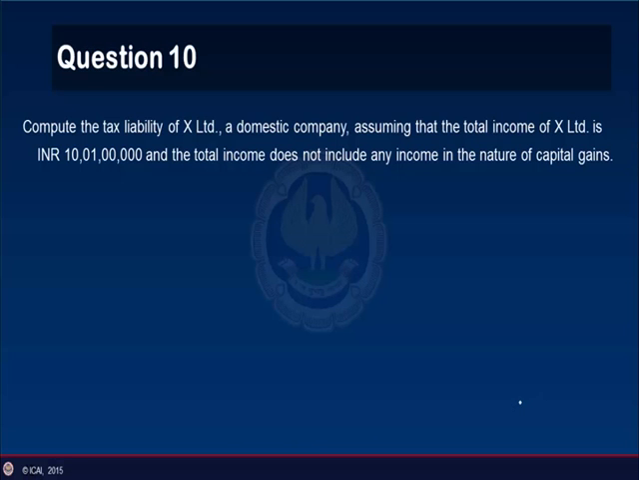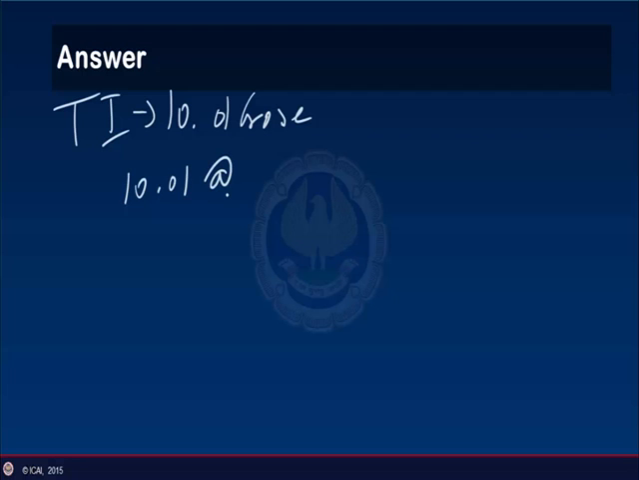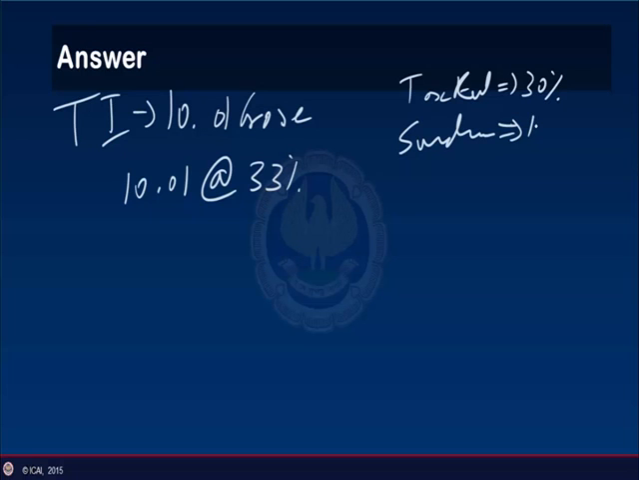Question number 10. Compute the tax liability of X Limited, a domestic company, assuming that the total income of X Limited is 10 crores 1 lakh, and the total income does not include any income in the nature of capital gain. So the answer here is, the total income is 10 crores 1 lakh. Now, the rate of tax here would be 33%, as the tax rate is 30% and the surcharge is 10%, which comes out to 33%.